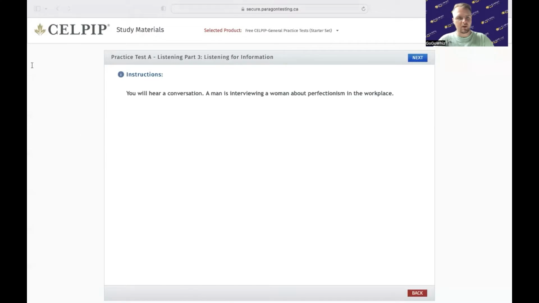Get our text going. I'm going to take notes on the left here, as I usually do. So we're seeing that we have an interview, and it's about perfectionism in workplace. So that's useful information.